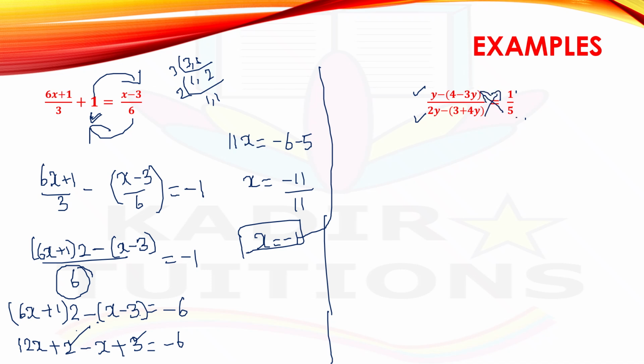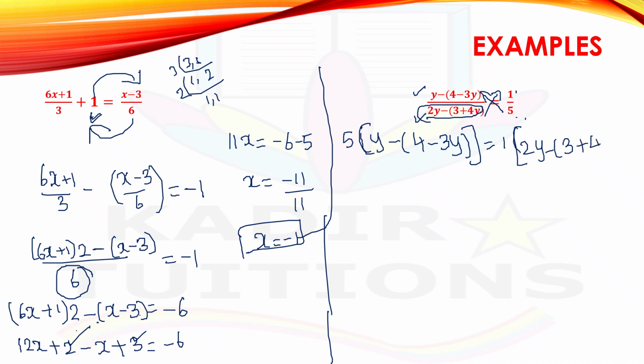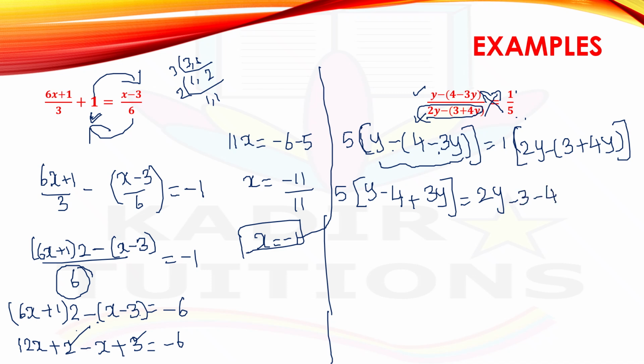So this 5 is going to come here as a numerator, so whole bracket you keep. So y minus 4 minus 3y, and here this denominator is going to become a numerator on the RHS. So put a whole bracket, 2y minus 3 plus 4y. Yes, now we are going to start doing the simplification. First we'll simplify inside the bracket, then we will multiply that with 5. So y minus 4, minus into minus is going to be plus 3y. And here it's going to be 2y minus 3 minus 4y.